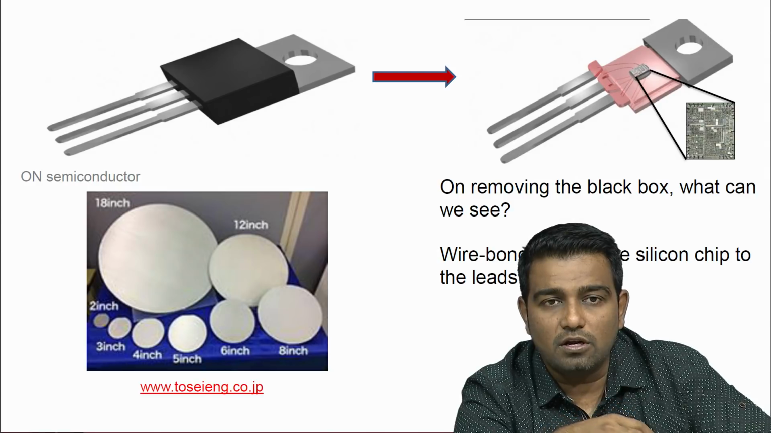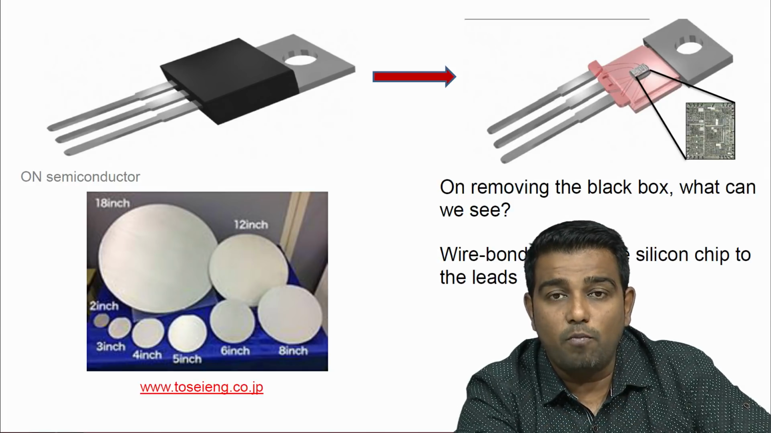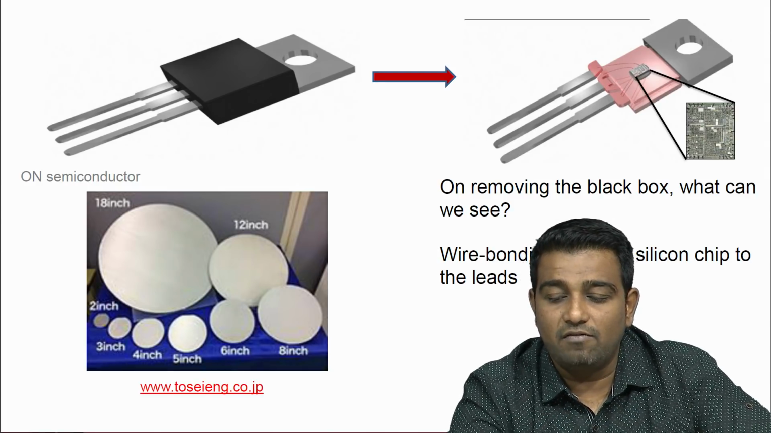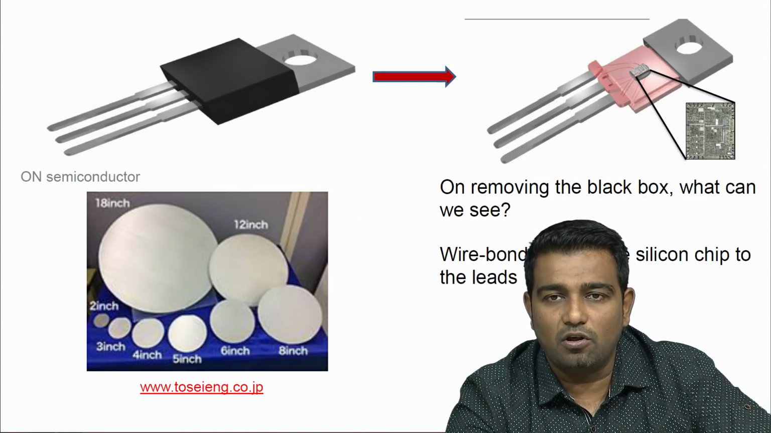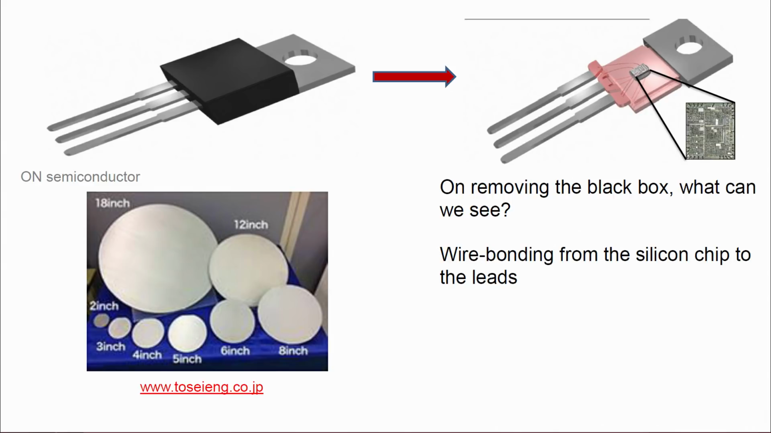And when we talk about IC, when we open this case, like I said, we will find a chip, this is the silicon chip. Within the silicon chip, on the top right of the screen, you see a lot of circuits integrated on this silicon chip, and wire bonding is used to bond the contacts from the silicon chip to the leads.